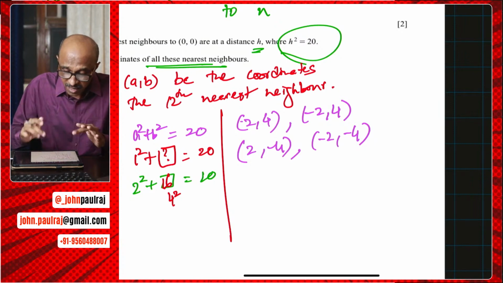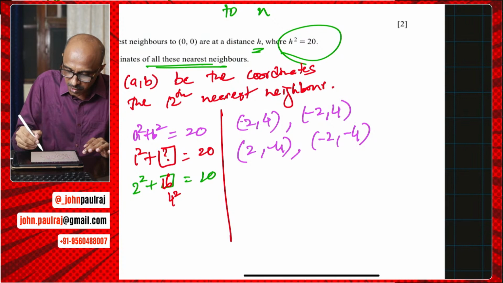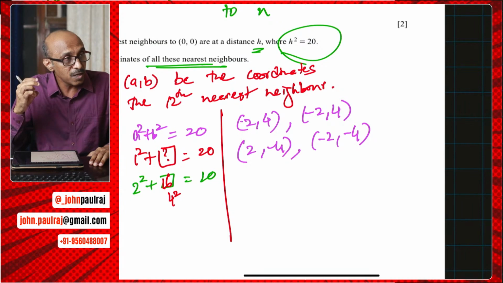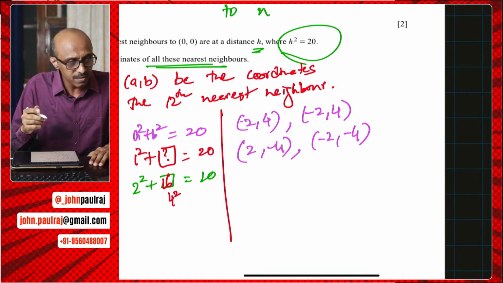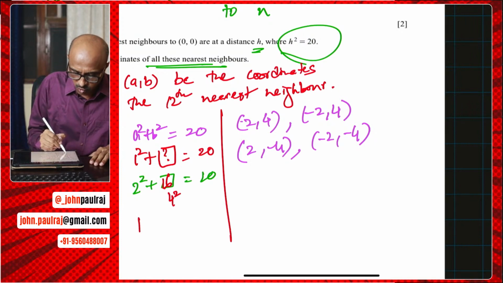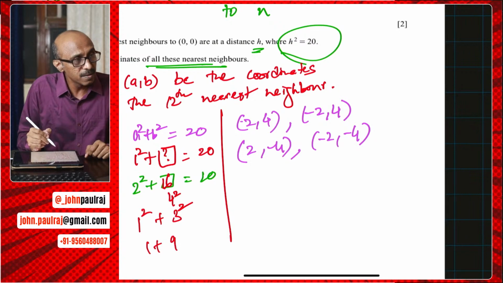Cool? Okay, now using these four points, can someone put on the chat what could be other possibilities? 1 comma 3. Will that add up to 20? Let's check. 1 square is 1 and 3 square is 9, no? That's not adding up to 20.